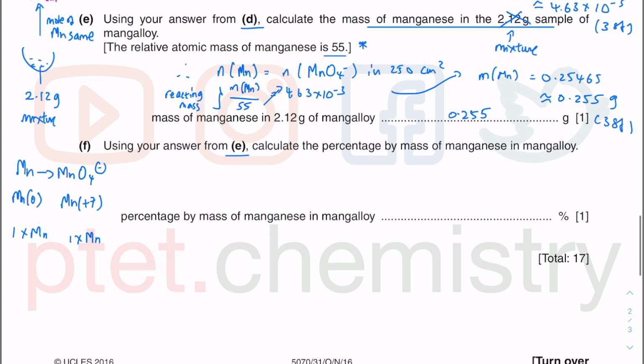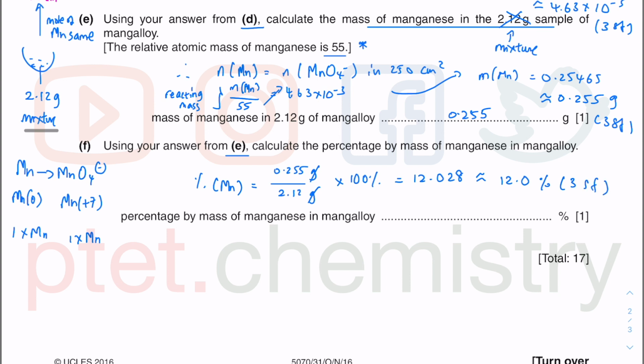Using the answer from E, so out of the 2.12 gram, which is a mixture, how many percent of it is actually manganese? So out of the 2.12 gram, only 0.255 gram is actually manganese. So, times 100%, the gram and the gram cancel out. If you follow the math, and if you follow year 9 chemistry on percentage purity, percentage compositions, you would understand this perfectly. To 3 significant figures, with a percentage unit there.